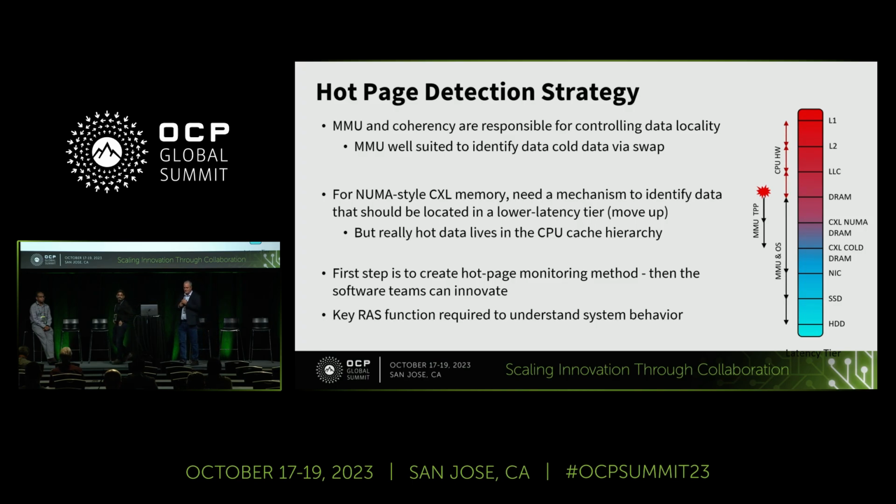Thanks, Samir. Yeah, so when Samir proposed this problem, I don't know, over a year ago, it was a little hard to wrap my head around because I'm a hardware guy, and somehow software is going to do the right thing.